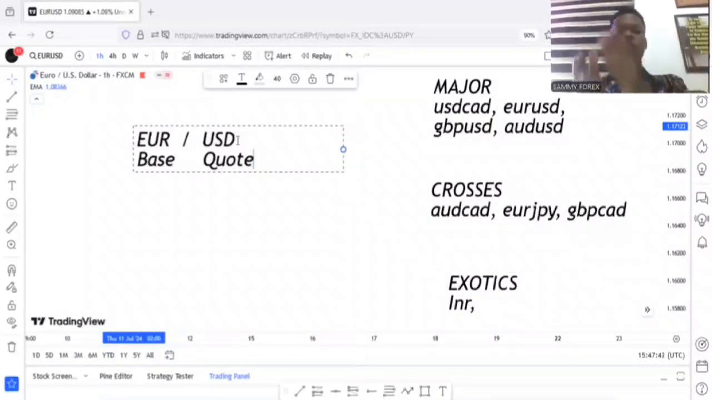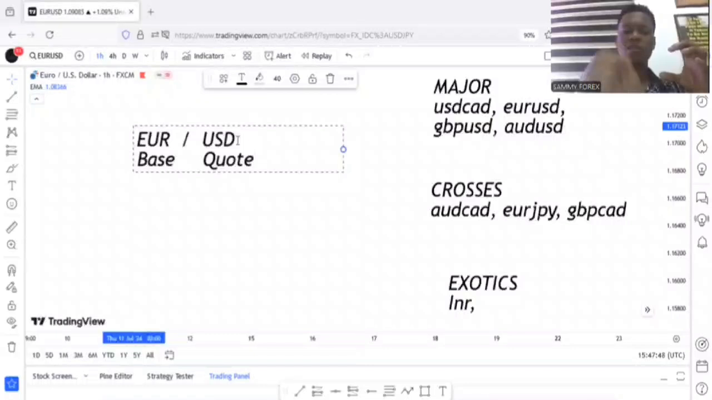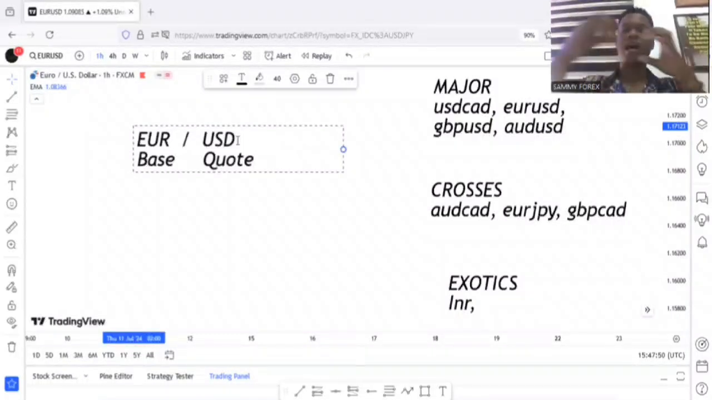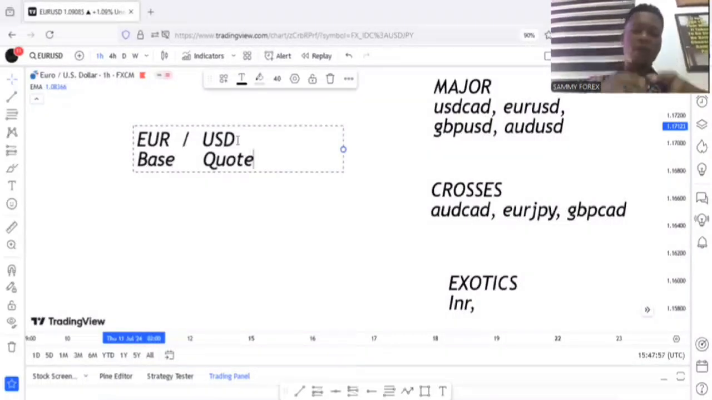The second one is called the quote currency. The ones that come first are the base currency, while the ones that come second are the quote currencies. Most of us misquote this. You understand?